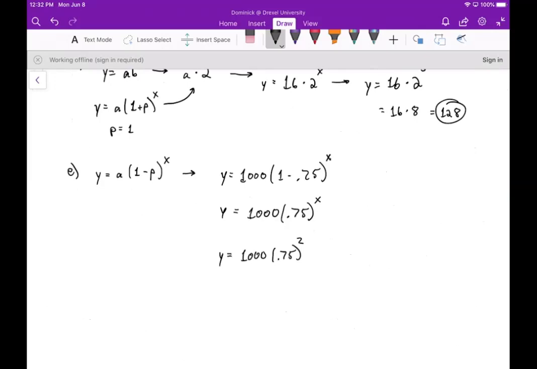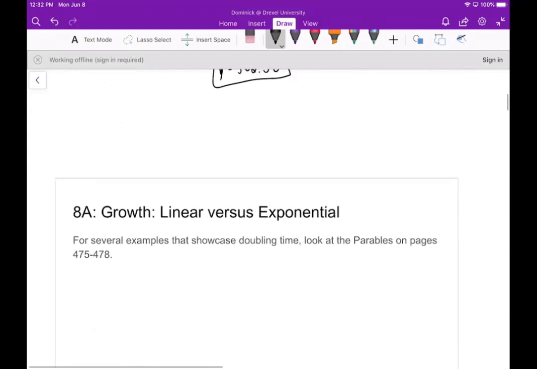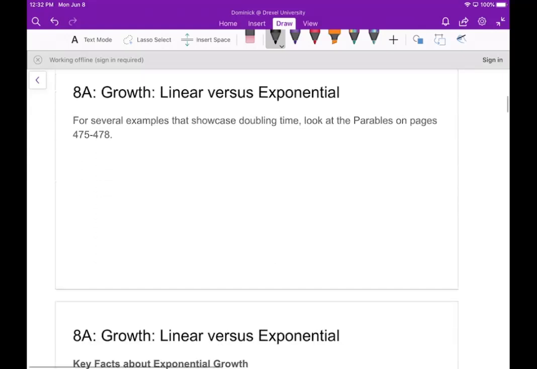Okay, so if we enter this into the calculator, I need to do 0.75 squared. And then I need to multiply that by 1,000. And that's going to give me that y is equal to 562.50. All right, so we get that in 2 years, we can expect it to be worth about $562.50.